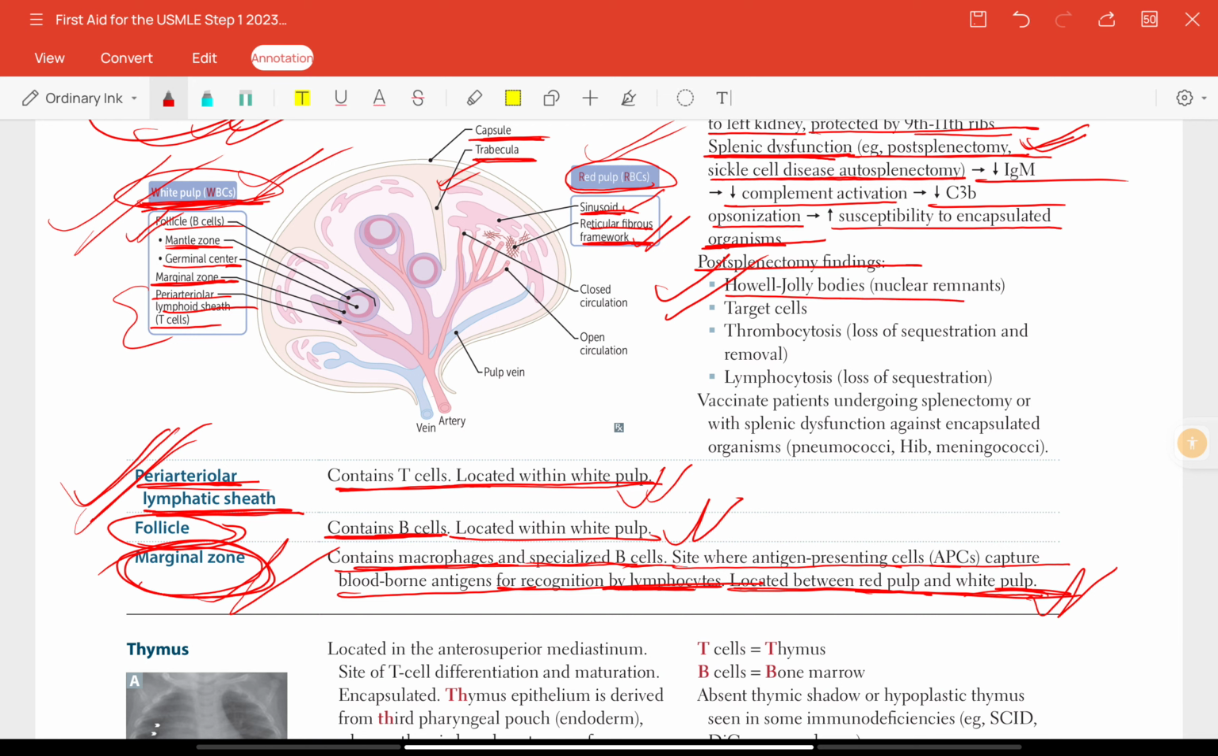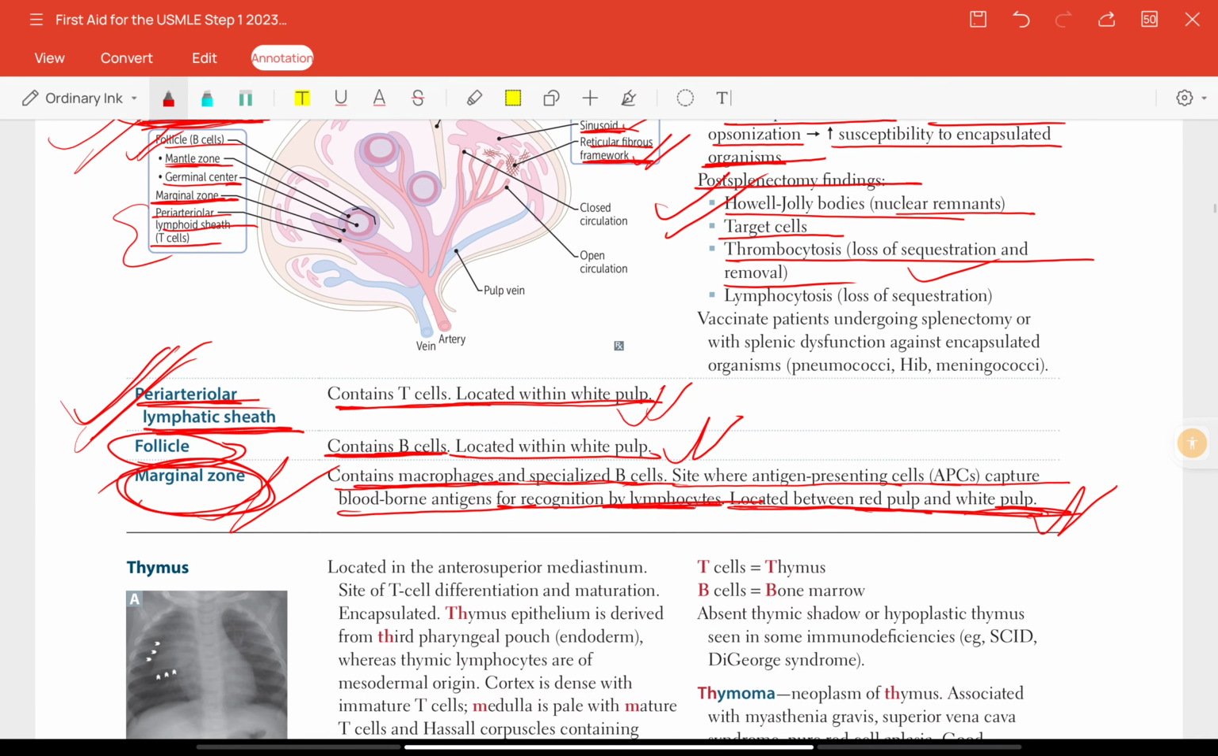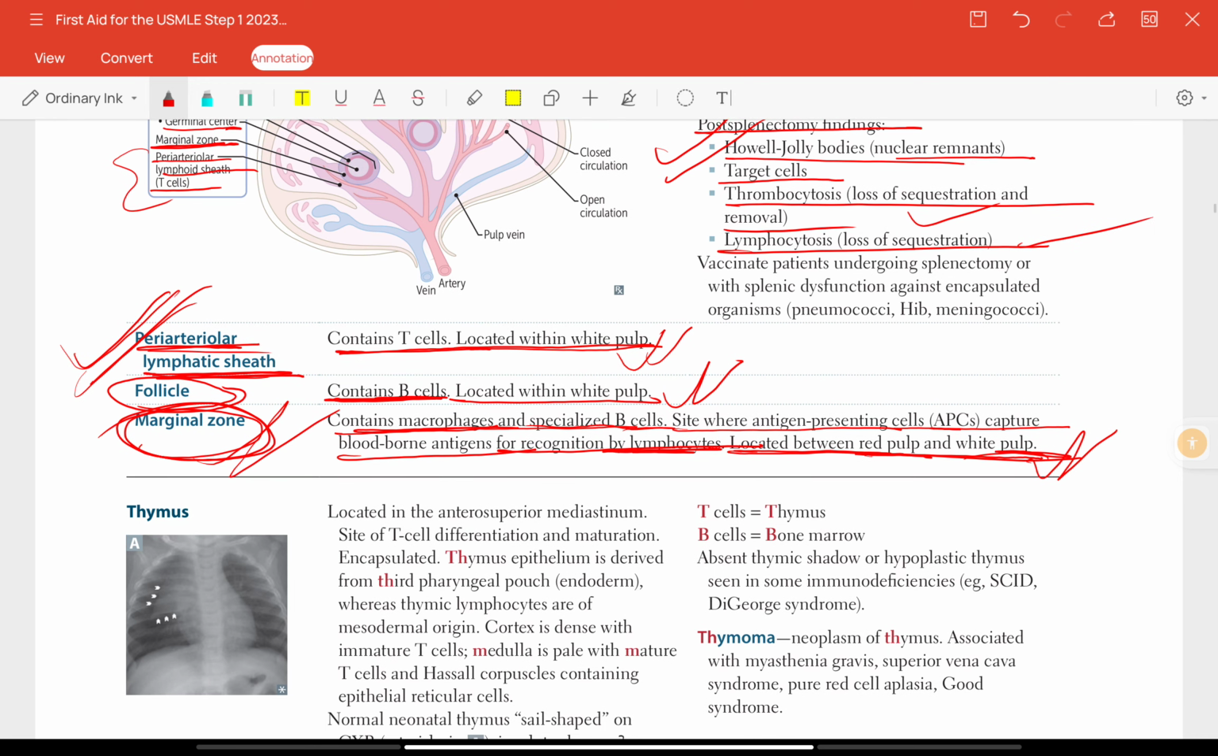Post-splenectomy findings are Howell-Jolly bodies, that is nuclear remnants, target cells, thrombocytosis, and lymphocytosis, due to loss of sequestration and removal. Vaccinate patients undergoing splenectomy or with splenic dysfunction against encapsulated organisms, that is pneumococci, Hib, and meningococci.